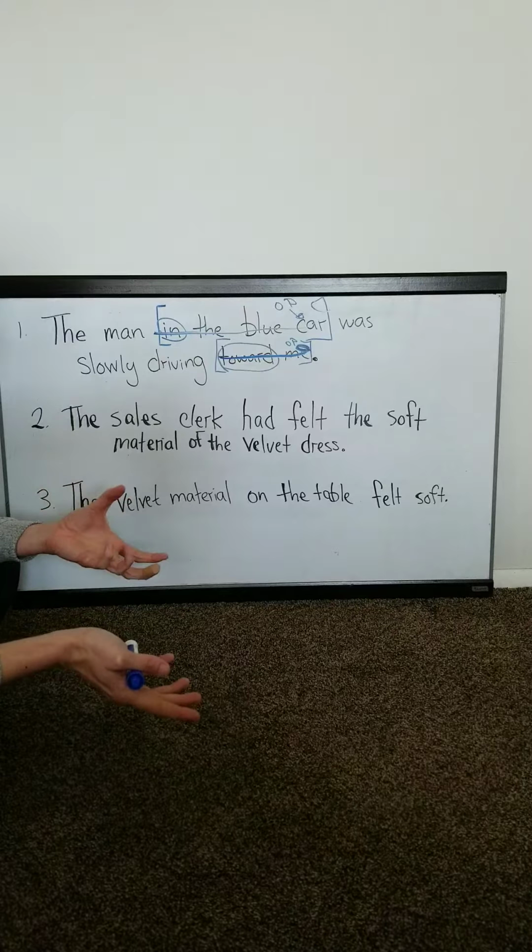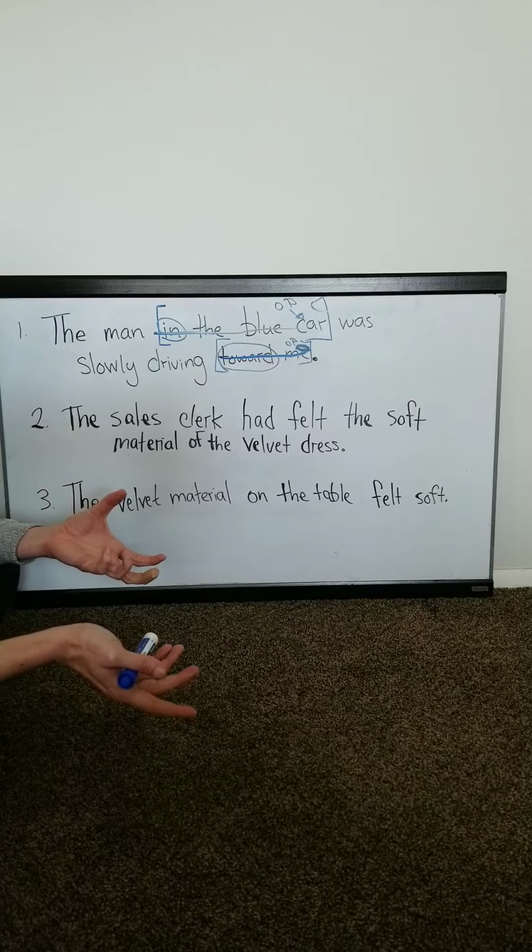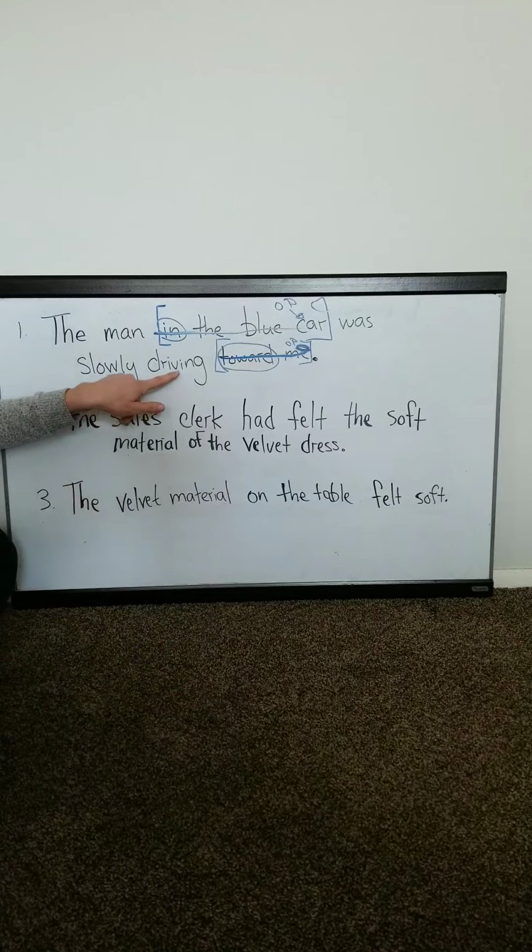Verbs either show action, something physical or something mental, or they show a state of being, as in a linking verb, like is, or all of those to be verbs. So it's either an action or a state of being. What would my action be in this sentence? It would be driving.